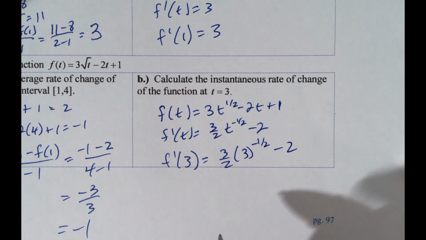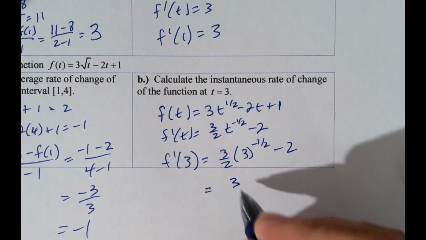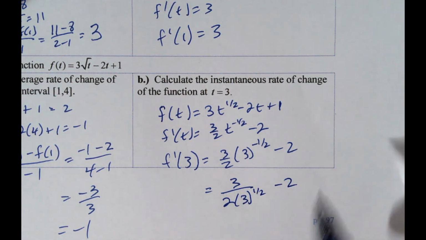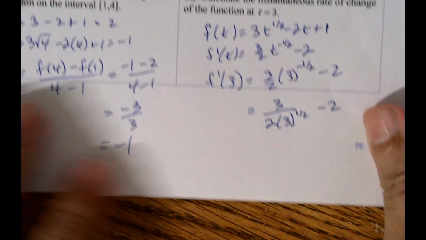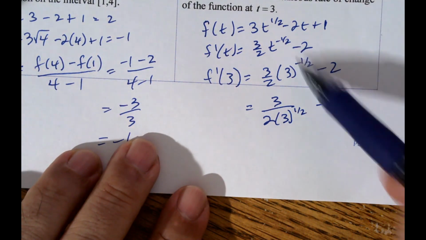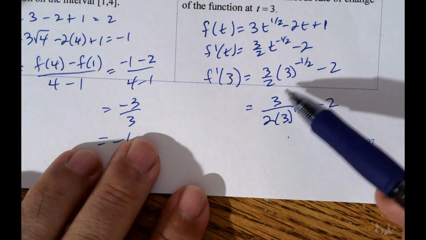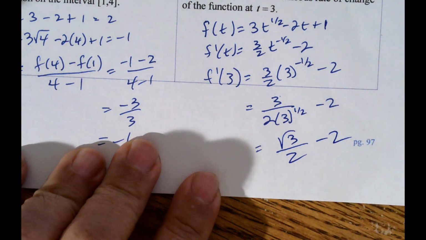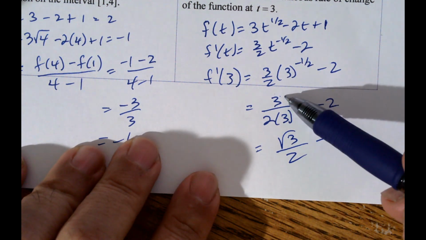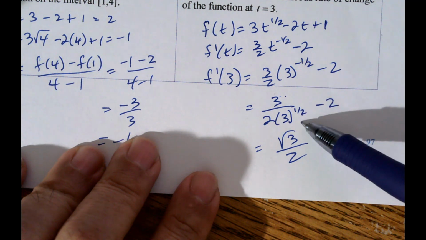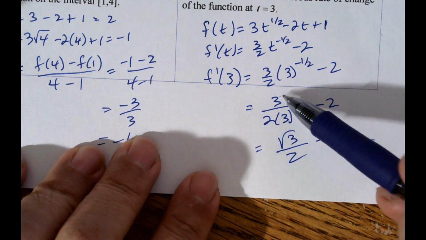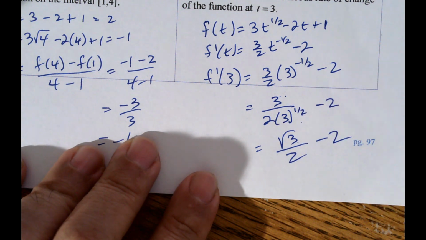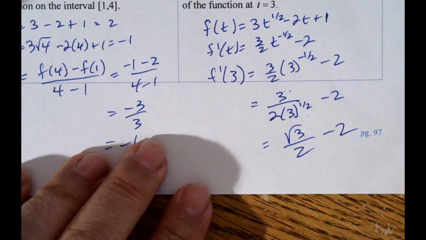So that's going to be 3 over 2 times 3 to the 1 half. What happened there is I had a negative exponent on the t, so it goes into the denominator. Now 3 over 3 to the half is just 3 to the half, or just square root of 3 over 2, minus 2. Remember, you subtract exponents. 1 minus a half is a half. So it's just 3 to the 1 half in the numerator, which is the same as square root of 3. So that's the answer. All right, that's page 97, and that's it for today.